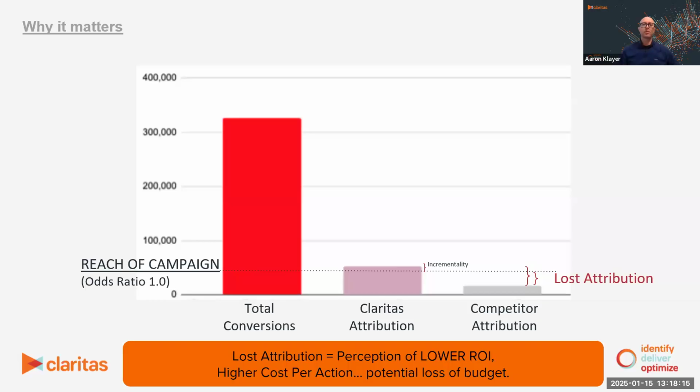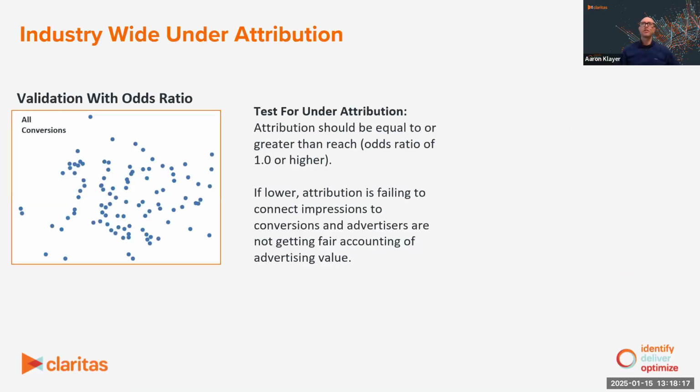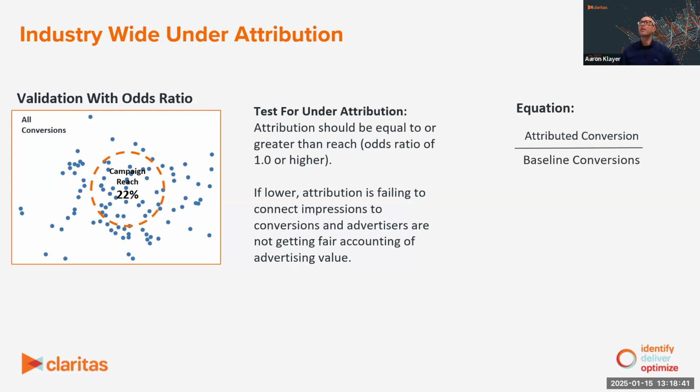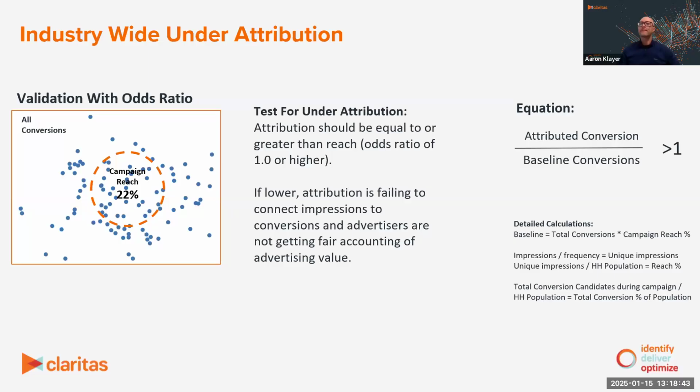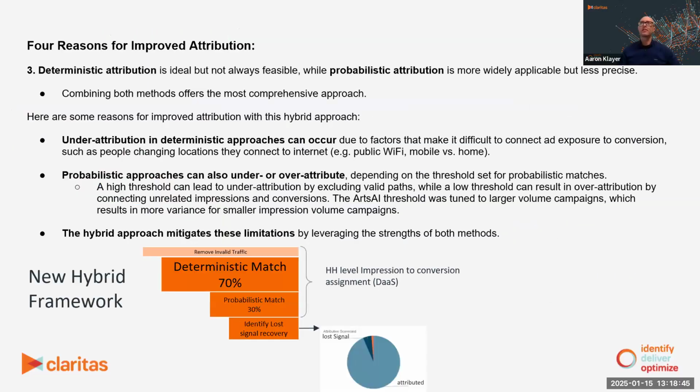So just further exploring the odds ratio, what we're looking at is all conversions that occurred that were not attributed, and then we're looking at the reach of the campaign. We'll have some white papers on this. You can look into this further. We'll share those with you. If you are interested in learning more, reach out to your account manager. You can reach out to myself, and we'll get you connected to more information about that. We have detailed calculations as well.